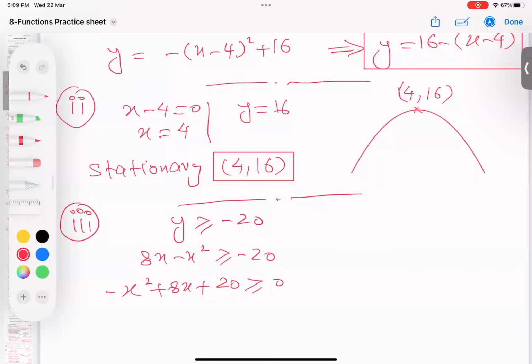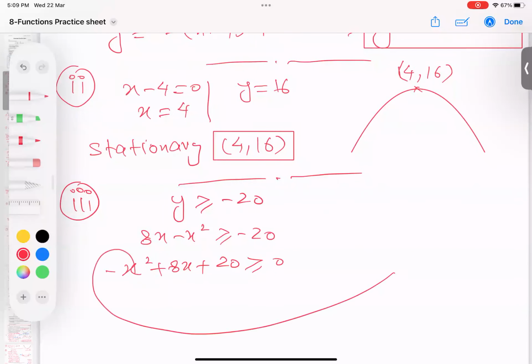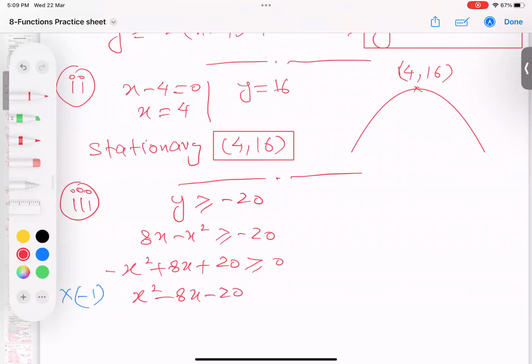Interesting, a very interesting part is coming here. Whenever x squared is negative, make it positive. How to make it positive? Multiply by minus 1. Or you can bring the whole equation to the right side, no problem at all. Multiply by minus 1: x squared positive, 8x negative, 20 negative. The inequality sign will change. Why will the inequality sign change? Because the rule is very clear. Whenever you multiply the whole inequality by a negative, the inequality sign will flip.